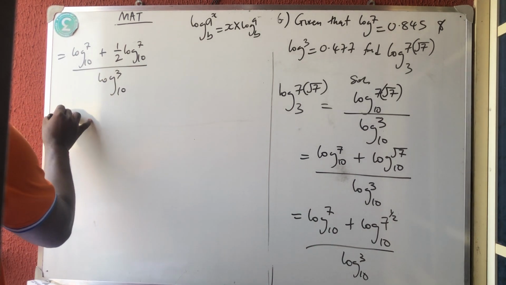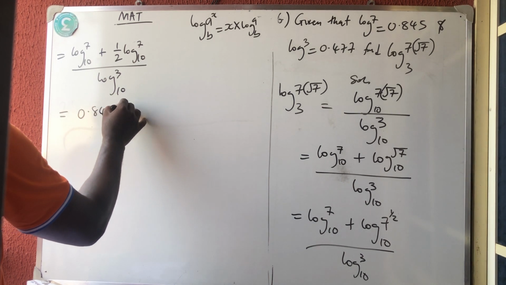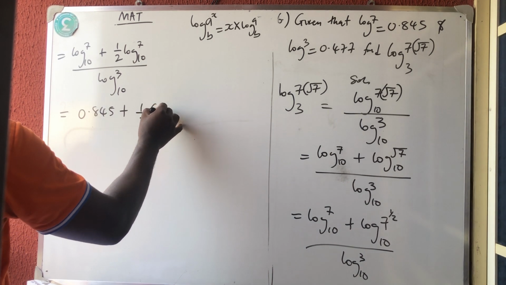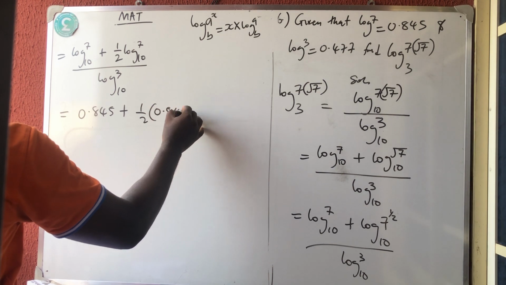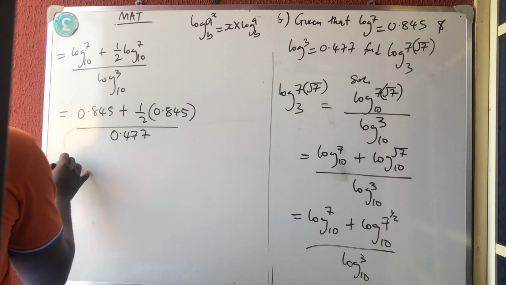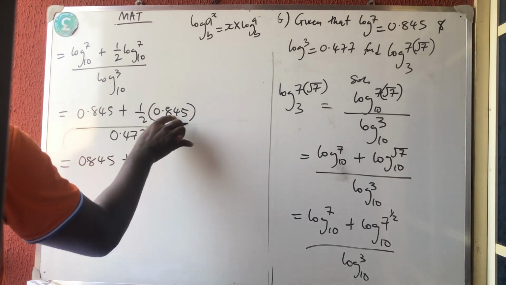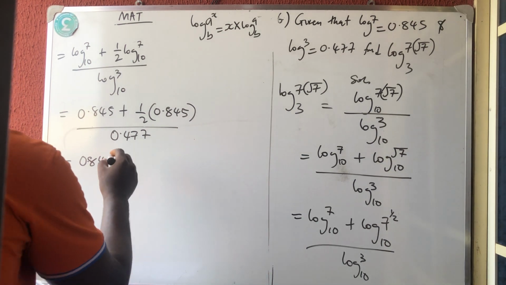They gave me this one as 0.845, plus 1 over 2 into the same 0.845, now divided by 0.477, which they gave me. So I'm having 0.845 plus half of this.